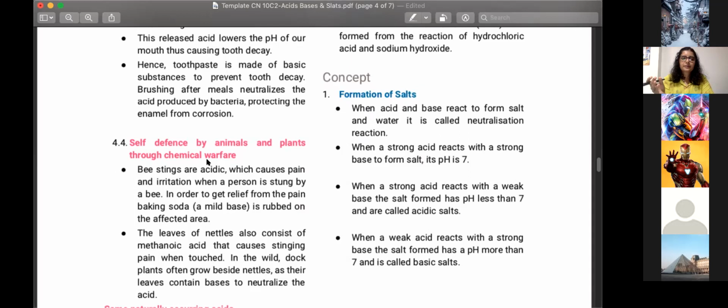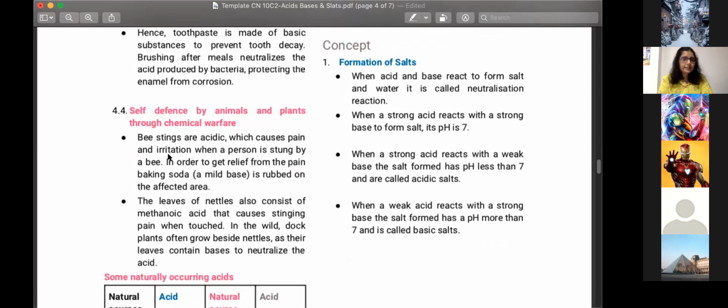Ascorbic acid is vitamin C. That's a component of grapes. So these are a different set of acids, specific to these things. So that causes pain and irritation.